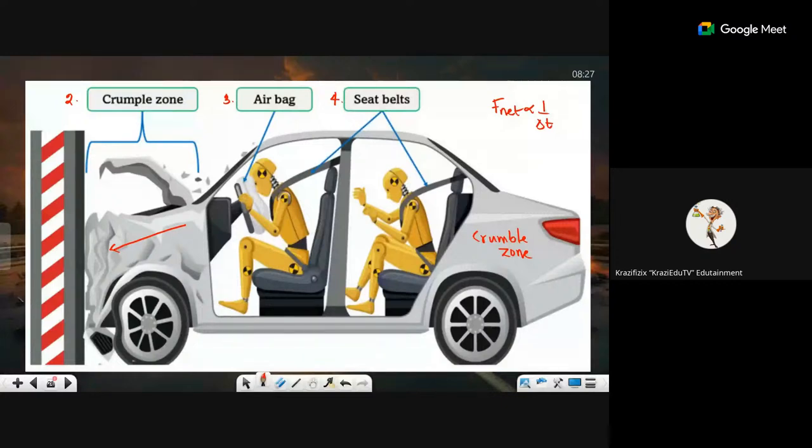And now you have your SUVs. Okay, let's move on from there. Airbags, guys. Airbags.